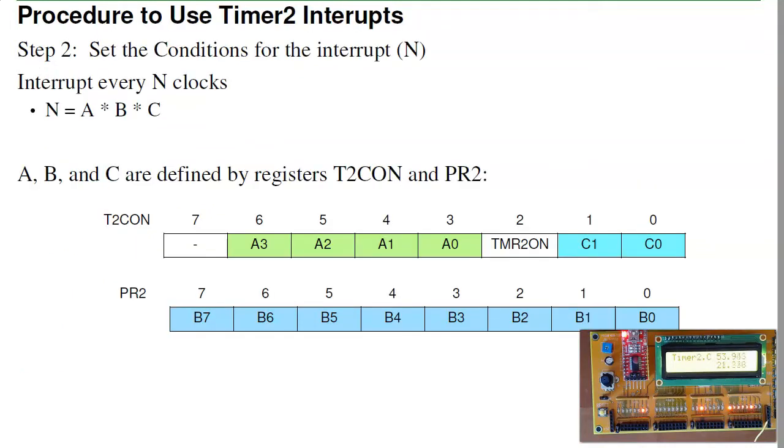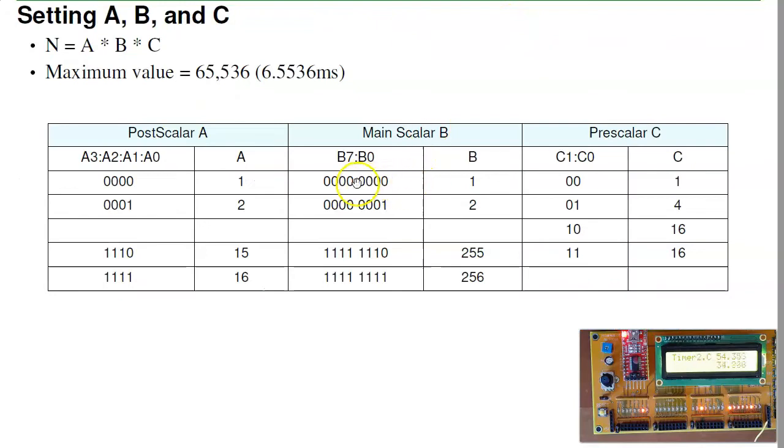In addition, I have to set the condition for the interrupt. That's your n, which is a times b times c. N is stored in 2 bytes. T2CON stores a and c. PR2 stores b. And the encoding is that the 4 bits A3, A2, A1, A0 determine A, and it's this binary count plus 1. The reason they do that is that since you're multiplying, 0 times anything is 0, so they shift it by 1. 0 means 1, 1 means 2, 2 means 3. So A can be 1 through 16.